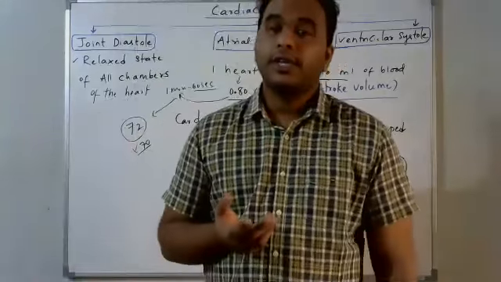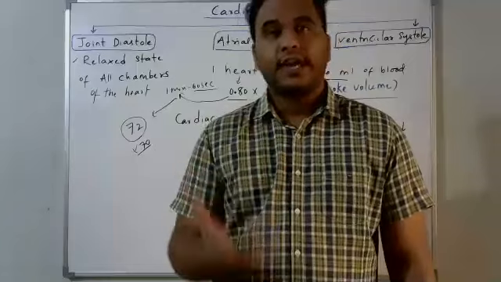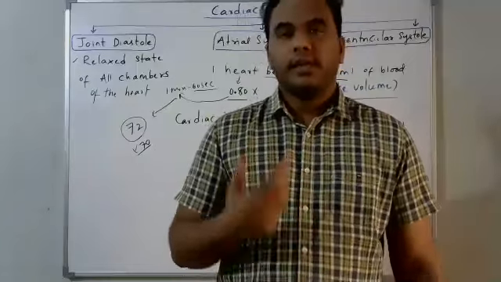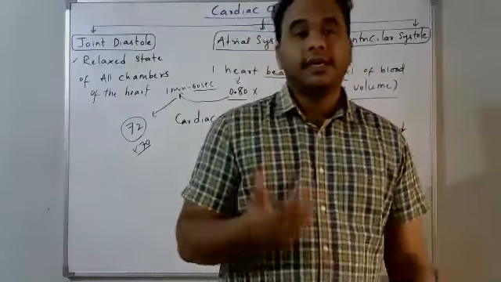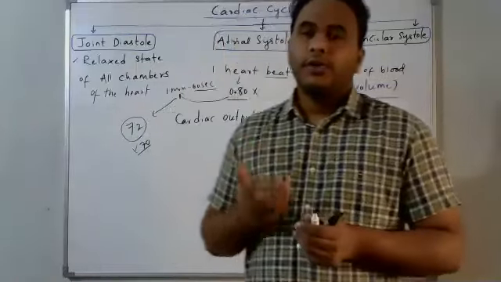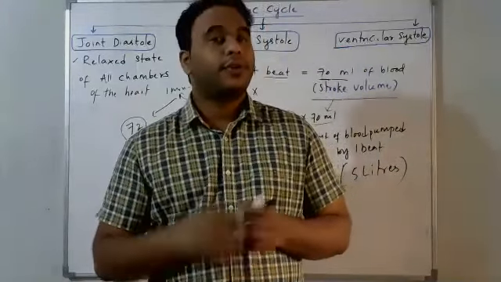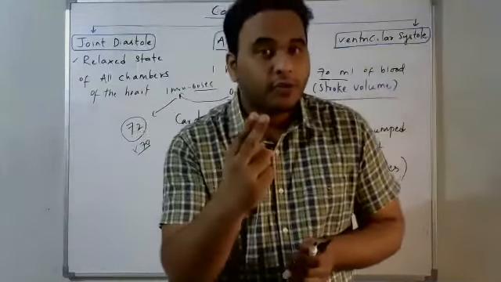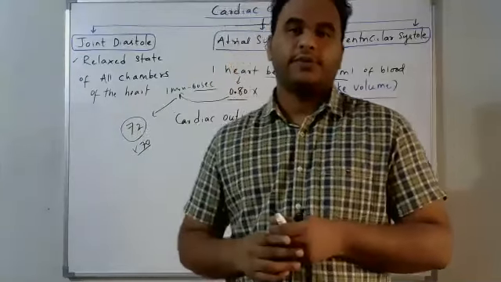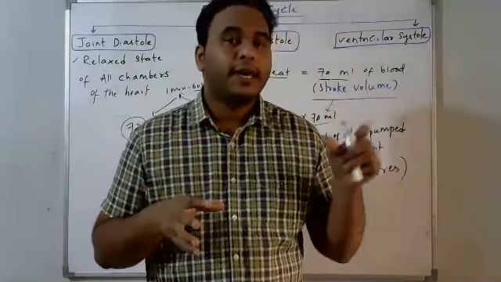The cardiac output of athletes is very high, because the number of beats and stroke volume will be increased, right? Next, the heart sounds. During each cardiac cycle, how many sounds are produced? Two sounds are produced. The first sound is called lub and the second sound is called dub.